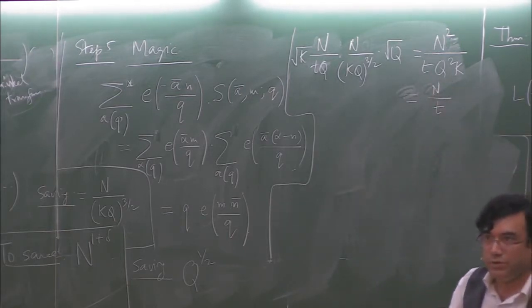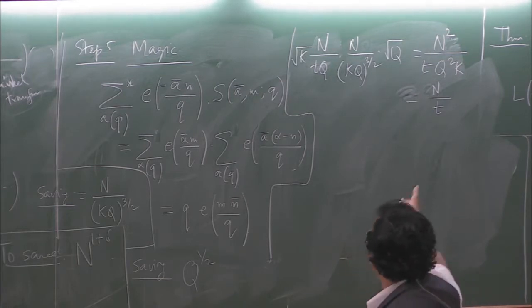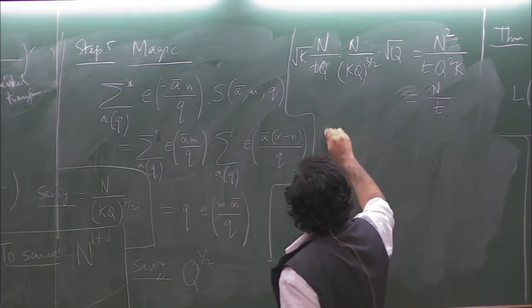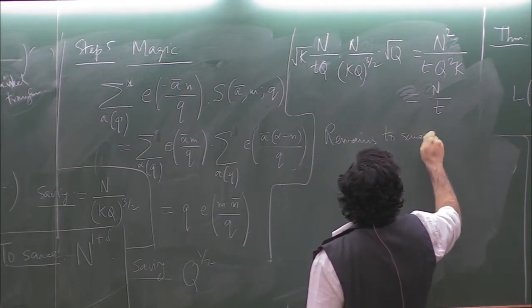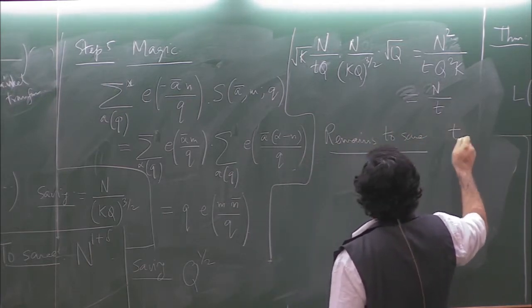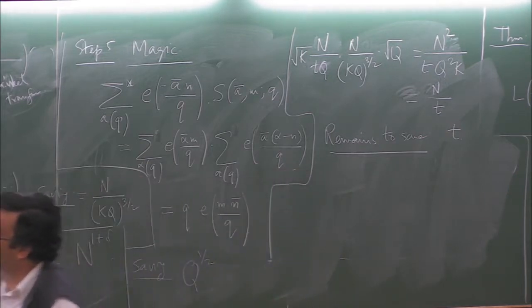Okay? So your job was to save n. You have saved n by t. So it remains to save t, which is quite big. Okay? But the sum was quite big at the start. It was of size t to the power 3.